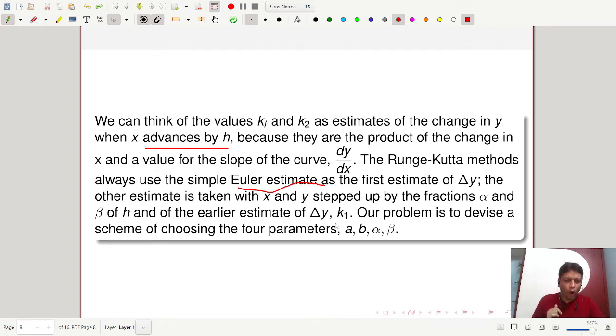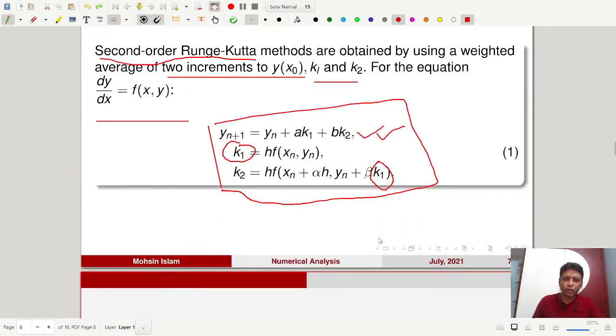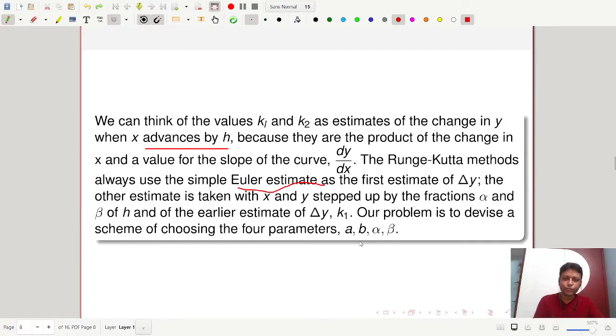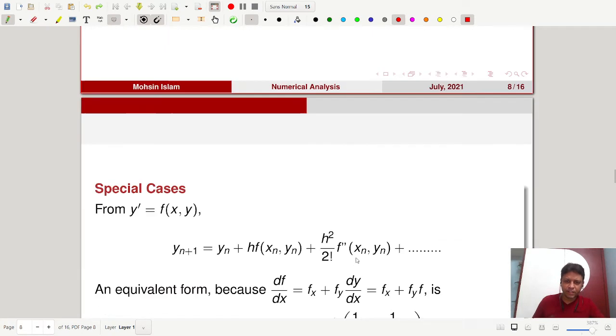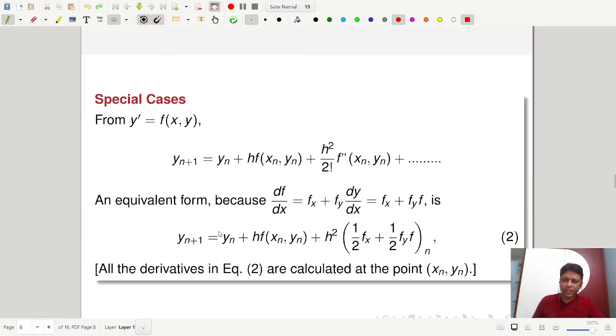So our problem is to devise a scheme of choosing the four parameters a, b, alpha, beta. So you have four parameters a, b, alpha and beta. Look at that. a is a parameter in the first line, b is a parameter in the last line, and alpha and beta are the parameters. So the four parameters you have to choose. That is the target.